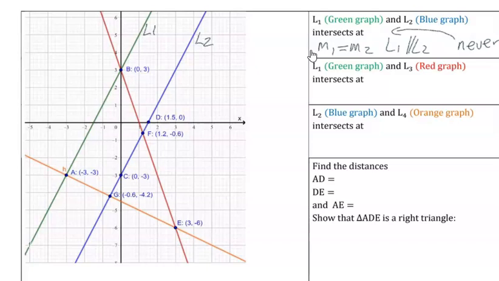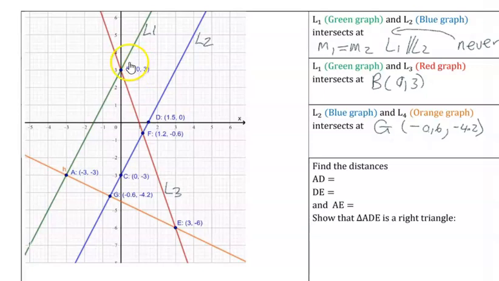If we look at the green graph and the red graph, which is L3, we see they intercept there at the point B. So the point B, which is (0, 3), is where they intercept. And the blue graph and the orange graph, we see they intersect here at G, (-0.6, -4.2). This is where they intercept.